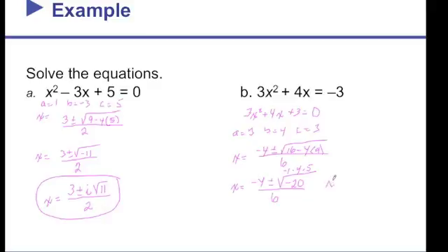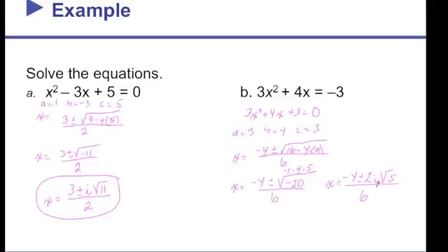And x equals -4 plus or minus. Square root of 4 is 2. Square root of -1 is i. And then we leave the square root of 5 all over 6.